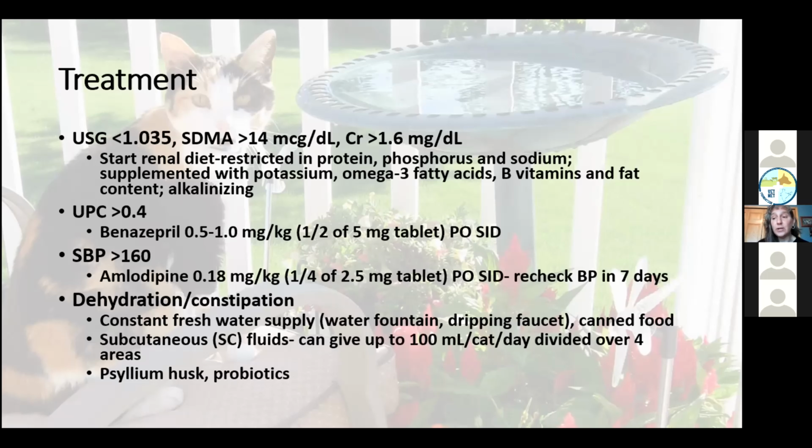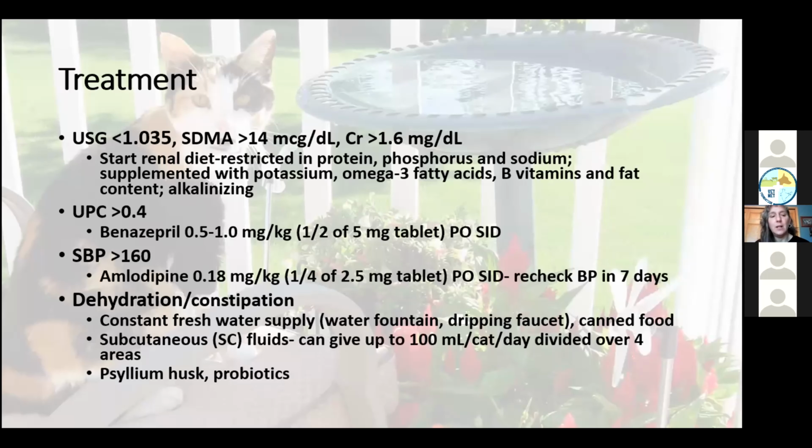Introducing a new food earlier in the disease can also help increase acceptance. Sometimes later in the disease, when a cat isn't feeling well, it's actually harder to make this good dietary change. When the UPC is over 0.4, then I start adding benazepril. The dose is given here at 0.5 to 1 milligram per kilogram. For a typical sized cat, that's going to be 1/2 of a 5 milligram tablet given once a day in an average sized cat. This is a vasodilator, so it may also have an effect on the systolic blood pressure.